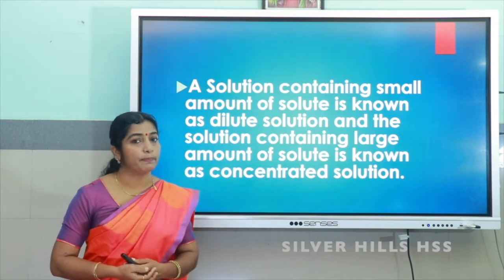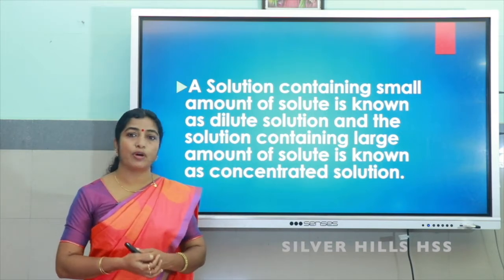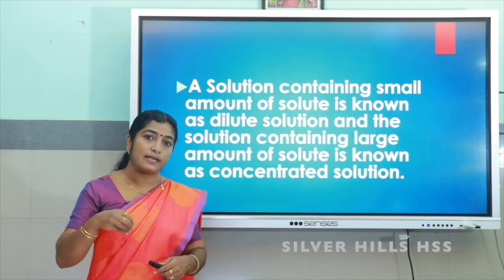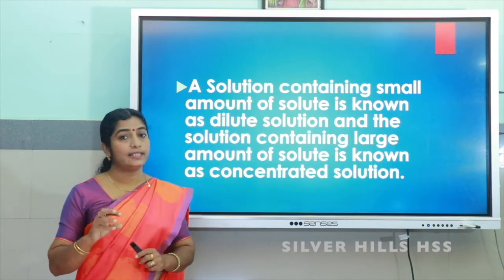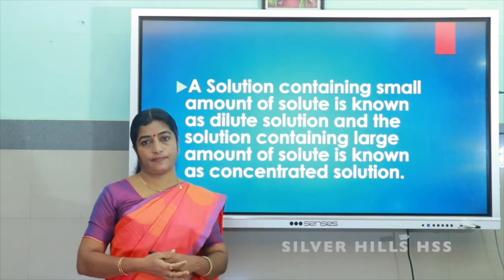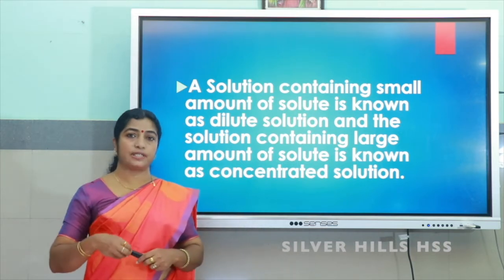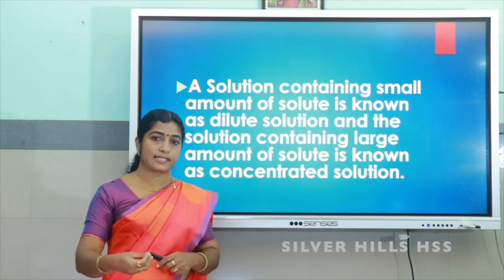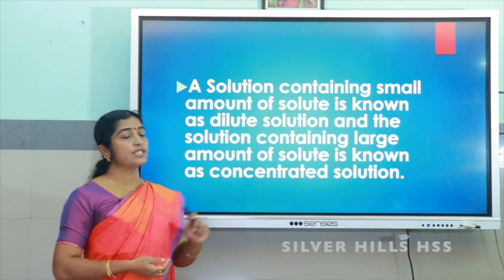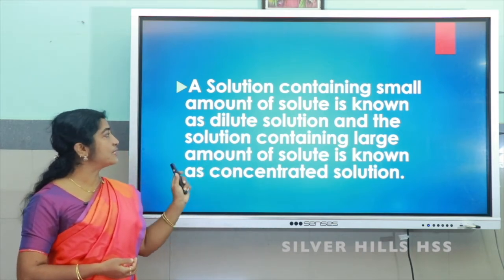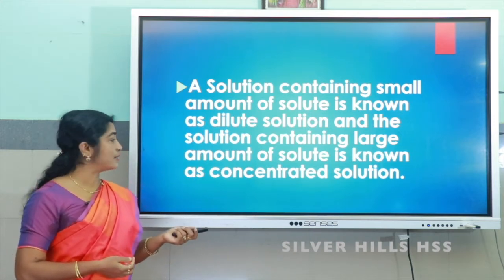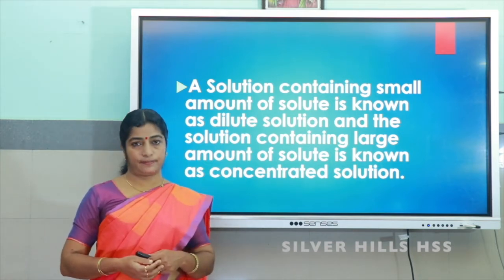Then let us see which are the different types of solutions. For that, let us prepare some common salt solution. Take some common salt and take some water in a beaker, add common salt into it, stir it well, it became a solution. Here the amount of solute is very less, so the solution is known as dilute solution. And add more common salt into it. When the amount of solute increases, it became a concentrated solution. That is, a solution containing small amount of solute is known as dilute solution, and the solution containing large amount of solute is known as concentrated solution.